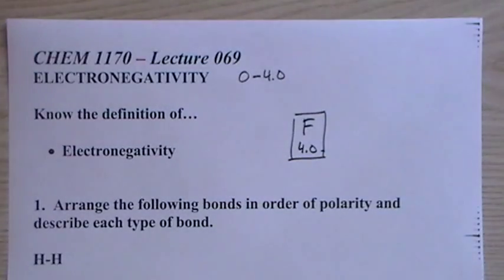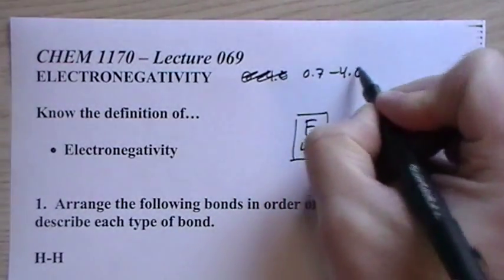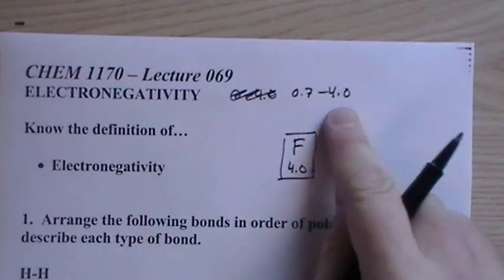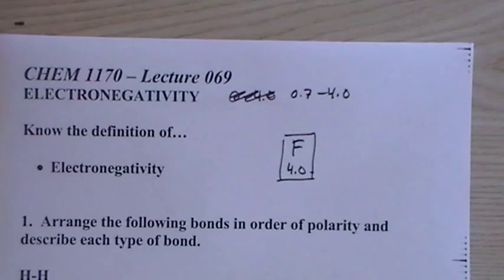That's the highest electronegativity. It goes from 0 to 4. I think the lowest one is 0.7. Yeah, that's the lowest one that I see. So we can even say it just goes from 0.7 to 4. But it's a relative scale. There are no units of measure. What this is just saying is that fluorine is the largest.